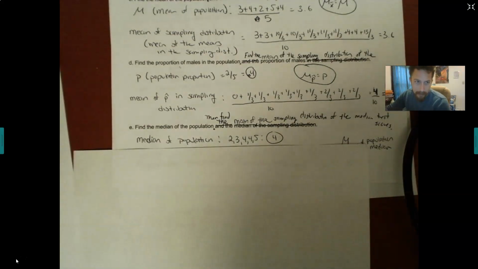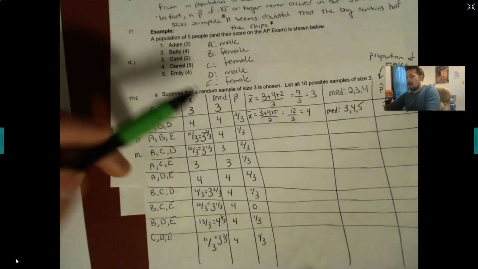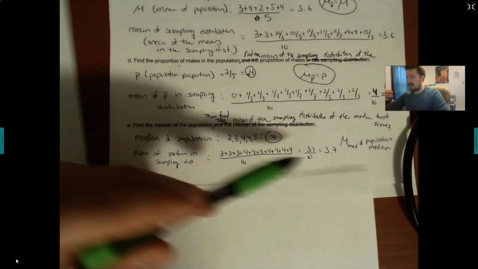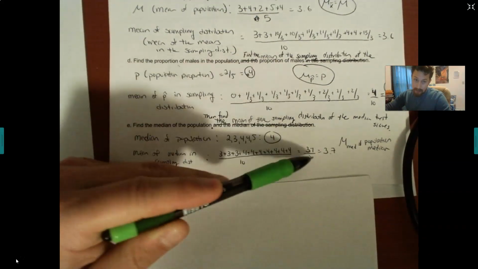All right. Pretty basic there. Then we're going to take the mean of all of these as we have on the last two. Add them all up. Divide by 10. We get 3.7. Not the same as 4.